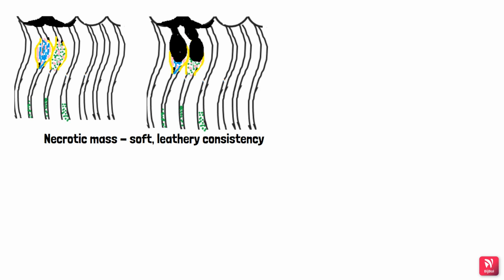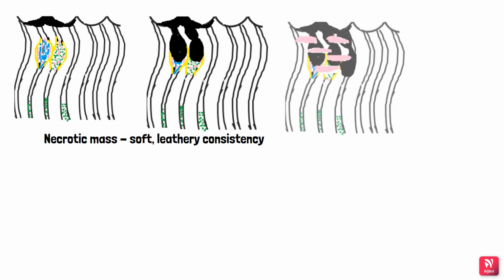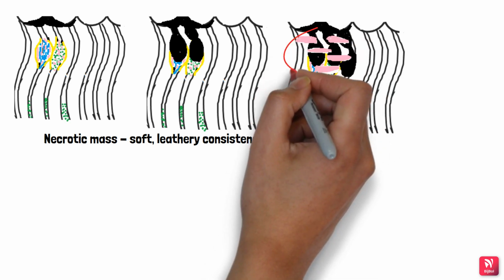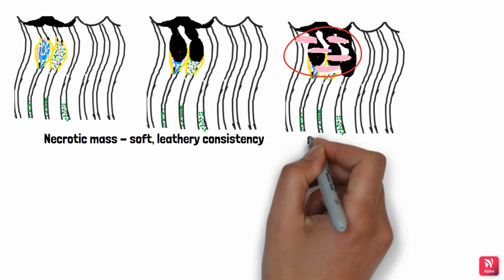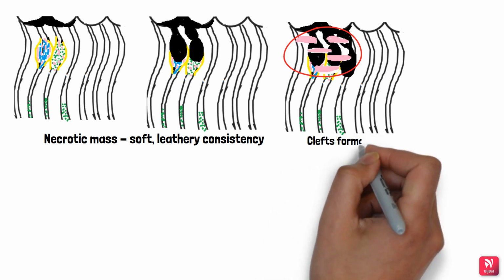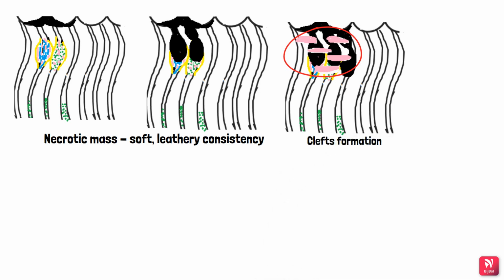After the necrotic mass is formed, later some clefts will start to form. That is, these pink areas that you can see, those are nothing but clefts. As you can see, the cleft's direction is transverse, that is at right angles to that of the dentinal tubules, and also at right angles to the incremental lines of dentin. So these are nothing but transverse clefts which are seen along the necrotic masses.